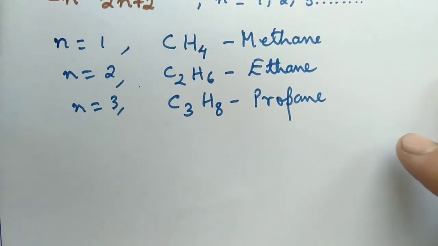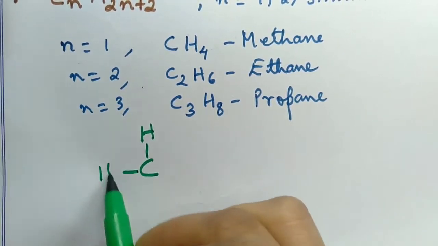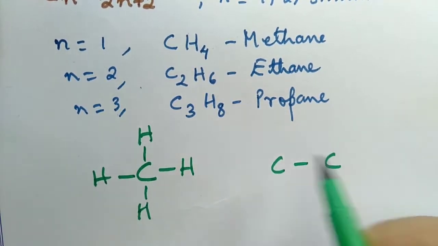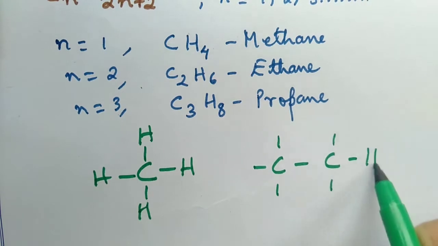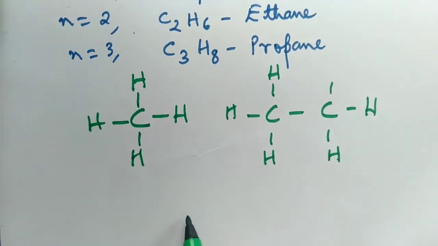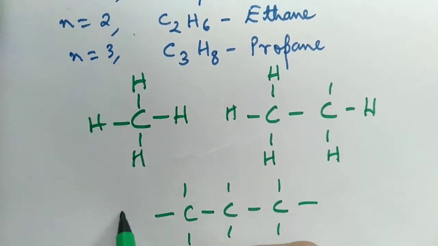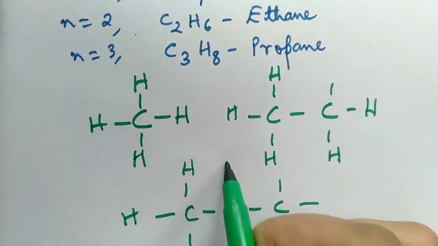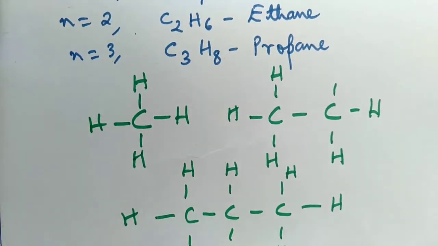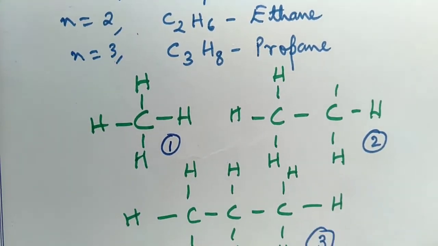For methane, we have H. This is methane, and then ethane, and propane. We have 3. 1, 2, 3, 4, 5, 6, 7, 8. Okay, this one is methane, this one is ethane, and this one is propane.